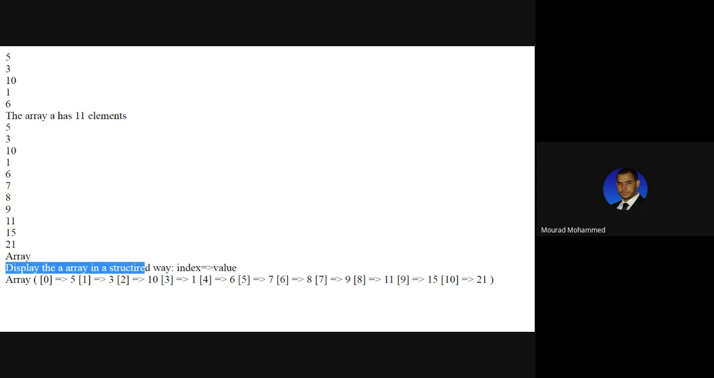It's a typo, sorry, it is written wrongly here. In a structured way. Index then value. See, this is the index 0. The value is 5. Index 1. The value is 3. Index 2. The value is 10. Which is correct. At the position 0, the value is 5. Yes, here it is. At the position 1, the value is 3. Correct. Position 2, the value is 10. True. It is 10. So this is a different way how we display the content of the array.